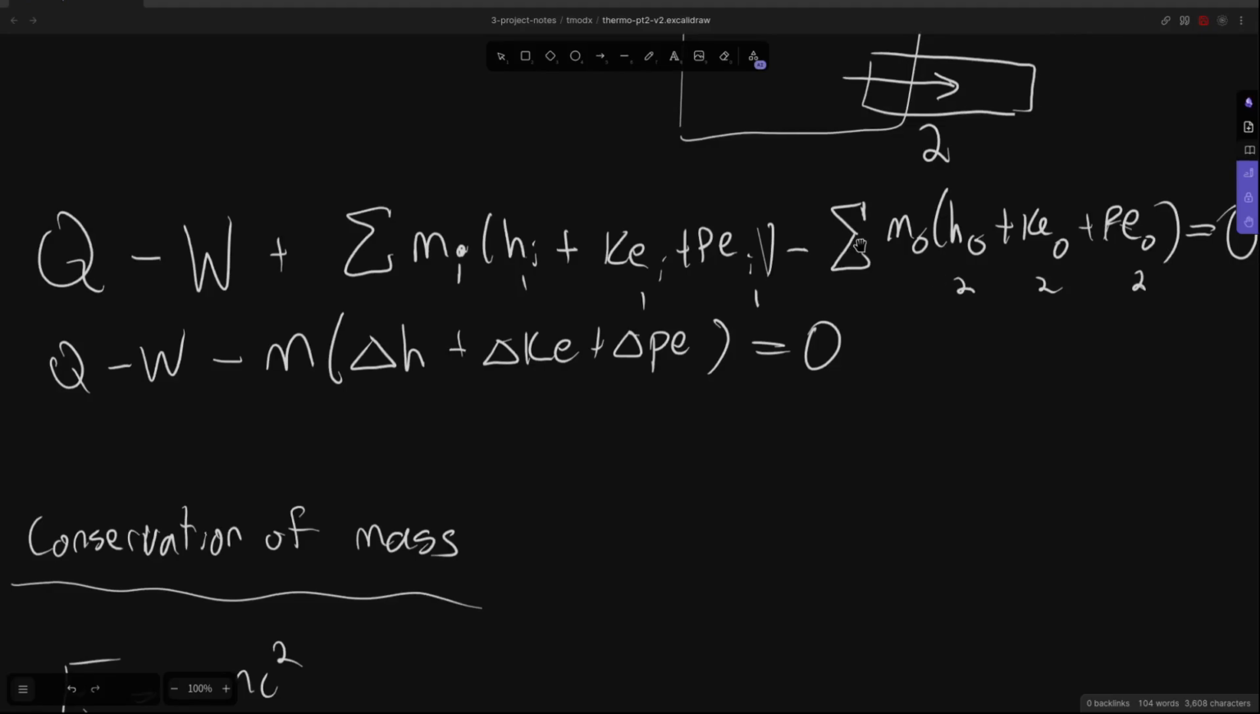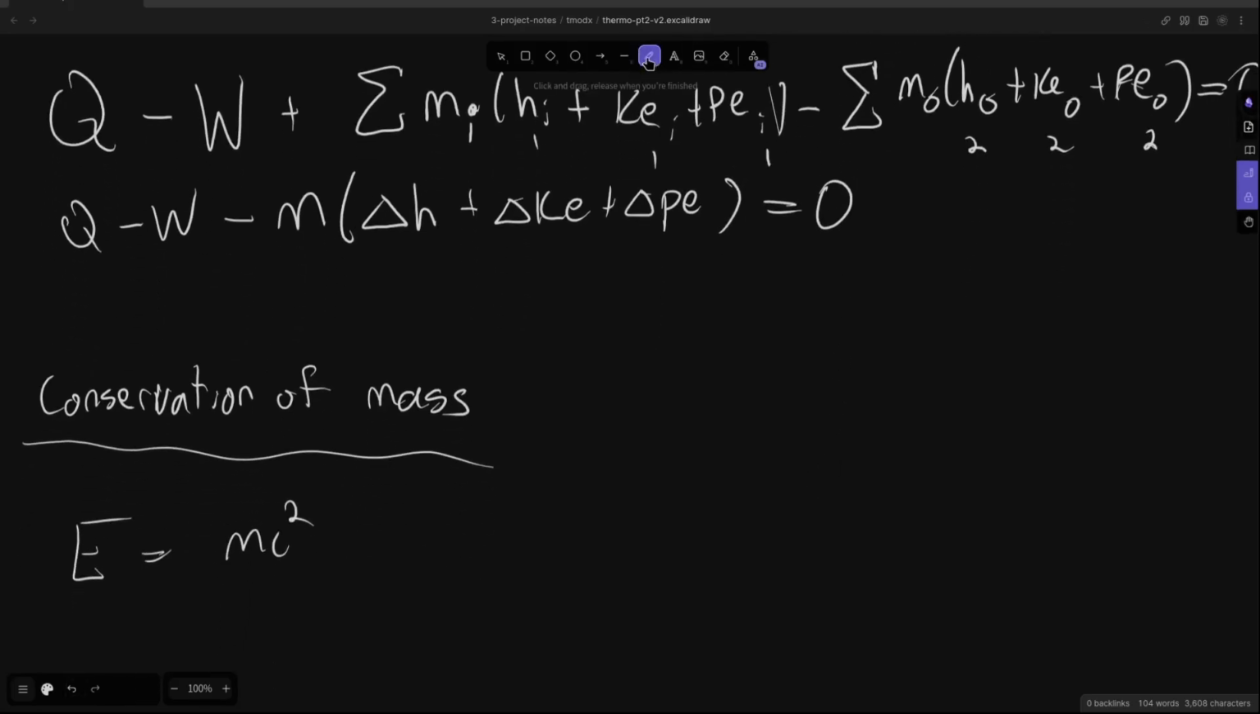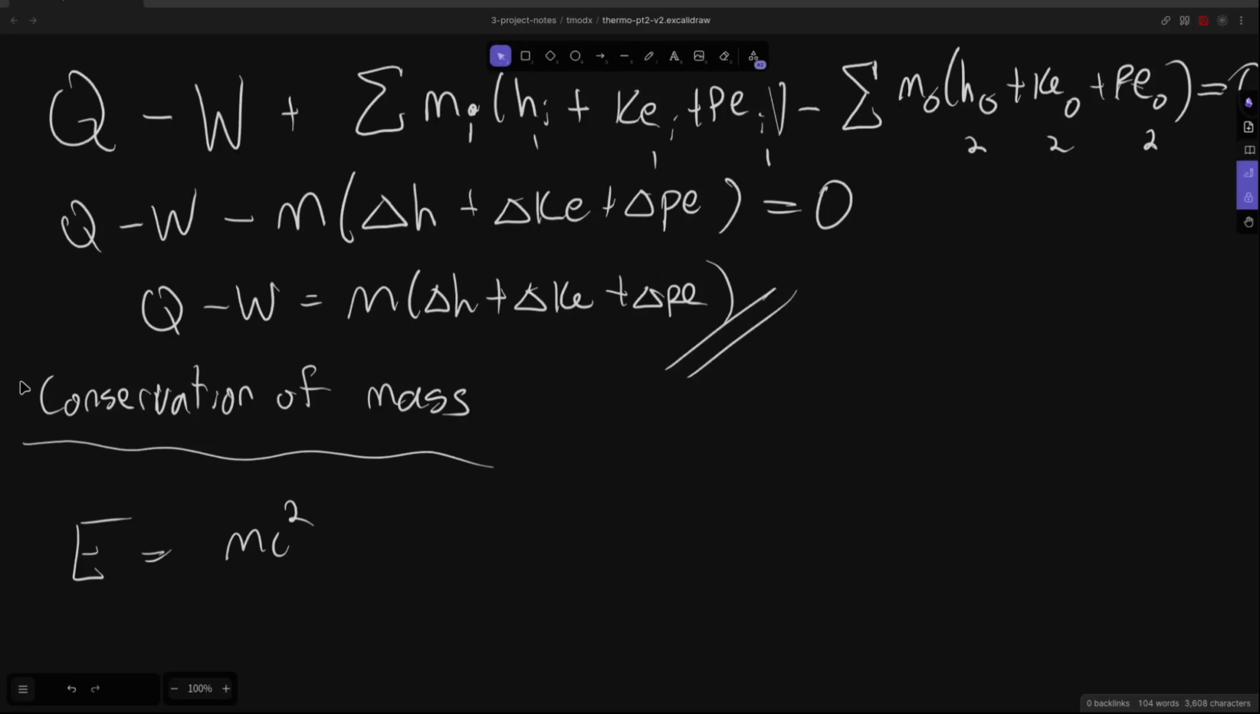Now, if I multiply these through by -1 and pull out this negative sign so that I haven't changed my equation, what I'm going to have is that delta H is H2 minus H1, delta K is K2 minus K1, and our delta PE is the same. And lastly, instead of having this long thing equals 0, we'll subtract it off to the other side. Equals M delta H plus delta KE plus delta PE. Ta-da, this is a really useful equation.